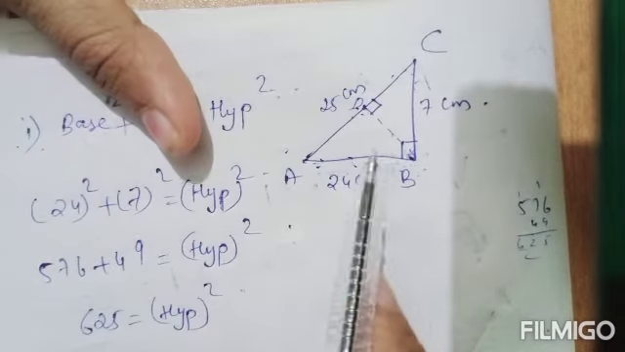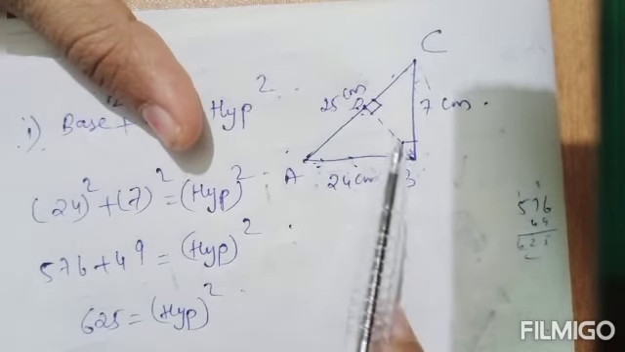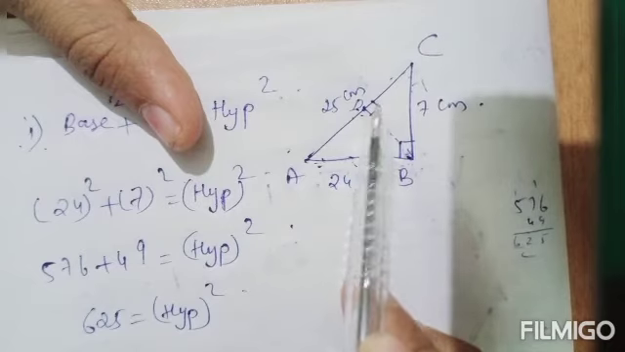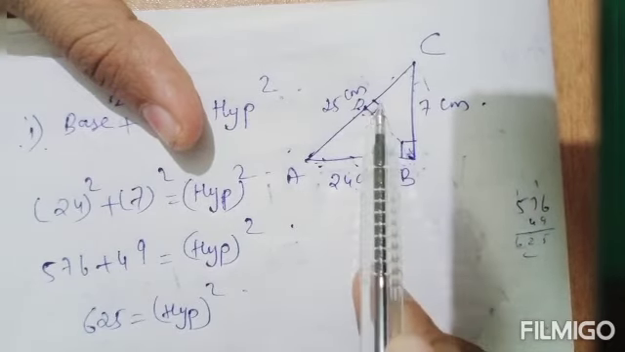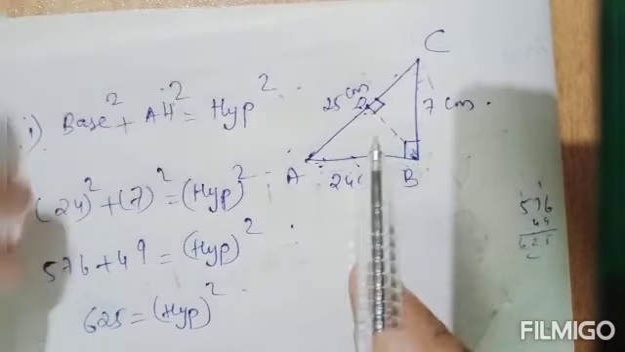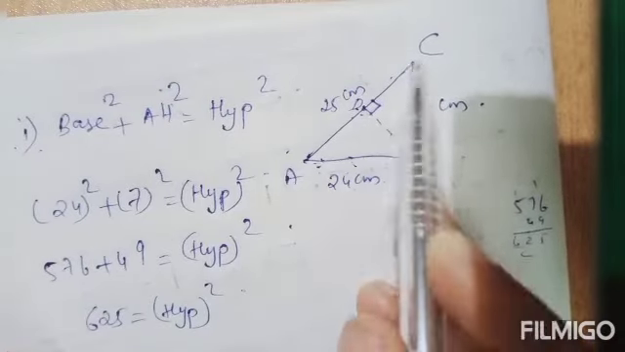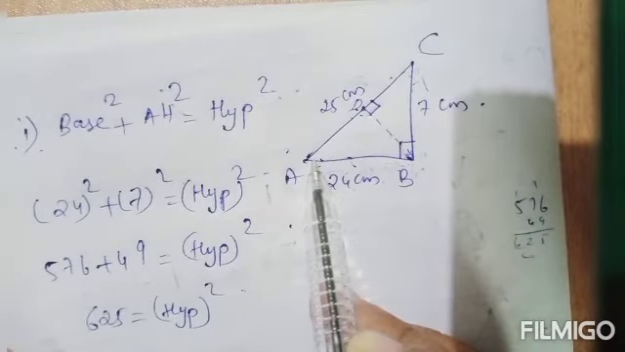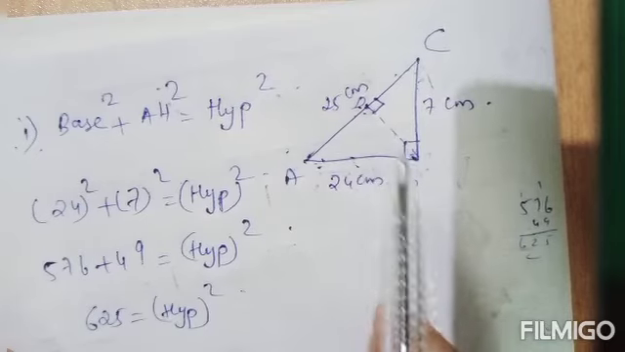So in the diagram this is BD, and BD is perpendicular to AC. This is 90 degree. So if we take AC as base, its corresponding height will be BD.